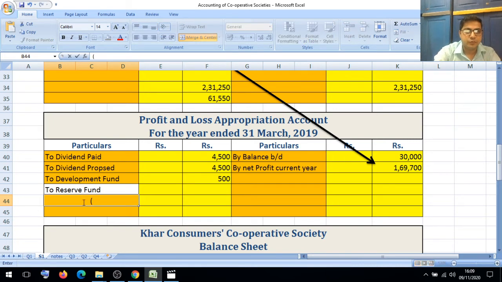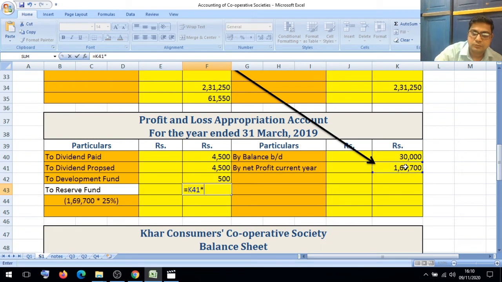So 169,700 multiplied by 25%. So net profit is 169,700. On that we have to find out the reserve fund. It is 25%, and 25% we have to calculate. So it is 42,425, which is the reserve fund.